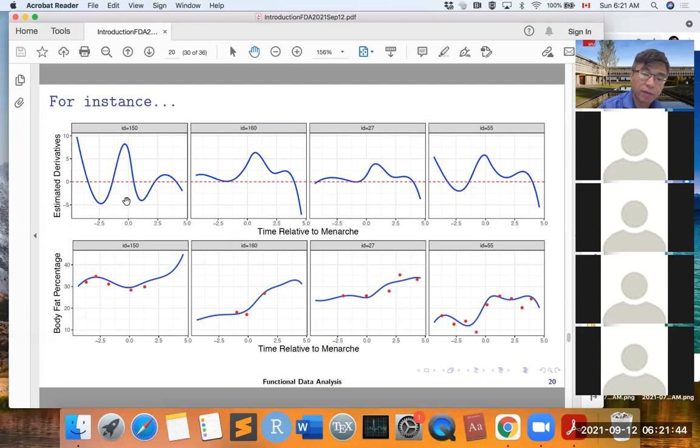So here, on the bottom panels, I show you 4 girls. And so you can see here, their measurements are pretty sparse. For example, this girl doesn't have measurements in the early stage and the later stage. But we are still able to recover the function pretty well. At the same time, we can also estimate the derivative of the functions. So this is another interesting thing about FDA.